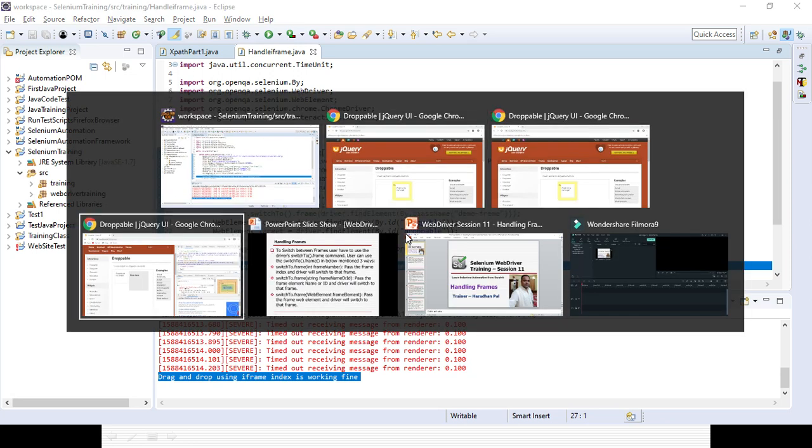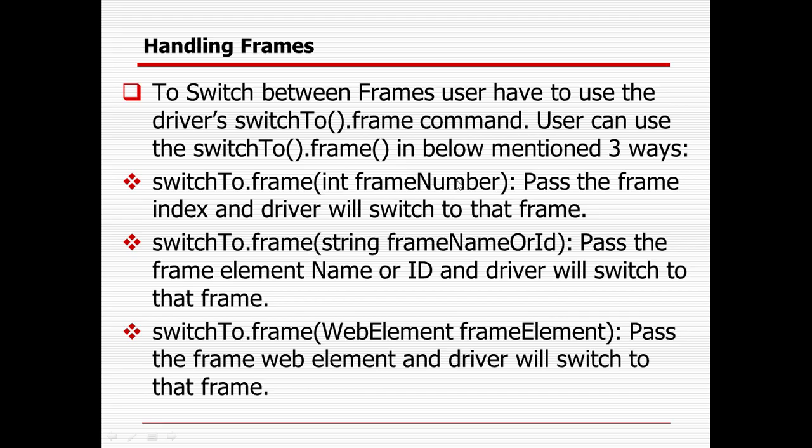So there are three ways. You can either pass the index, or if you know the frame ID or name, you can pass it using a string. And also, if you do not know, you can pass the frame reference using the class name, ID or anything else. So that is how you can handle the frame.